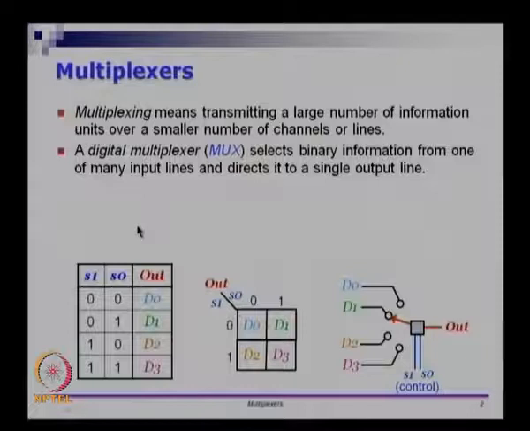A multiplexer in English means you are sharing something, right. You might have seen movie multiplexes, for instance, movie theaters which are multiplexes. So the word multiplex means many in one. What we have when we say multiplexing is we want to transmit a large number of information units on a small number of lines. This multiplexing is there in telephone lines and several other things.